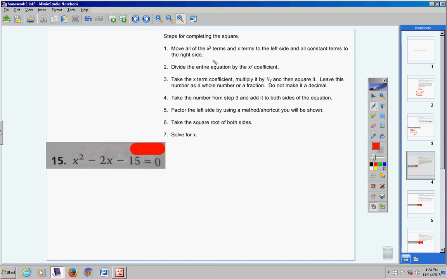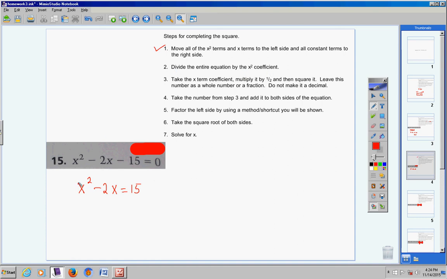Step 1. Move all the x squared terms to one side, to the left side, and constant terms to the other. So bring your negative 15 over and make it a positive 15. There we go. Are all of my x squared and x terms on one side? Yes. Are all of my constant terms on the right side? Yes.